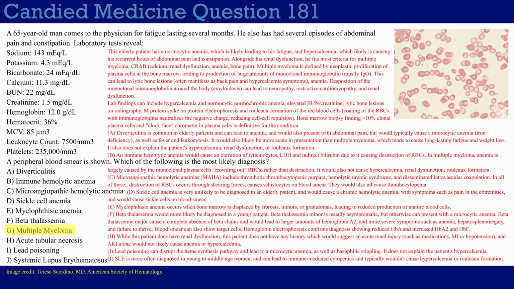Similar to sickle cell anemia, it is very unlikely you would diagnose beta thalassemia in an elderly patient. They would have symptoms throughout their life, most likely. And even though beta thalassemia minor is asymptomatic a lot of the time, they probably still would have been detected earlier on. Beta thalassemia minor can also present with a microcytic anemia.